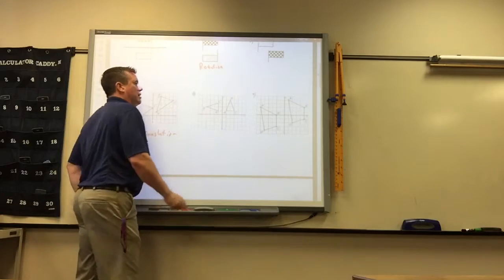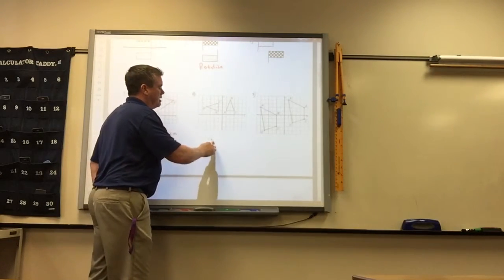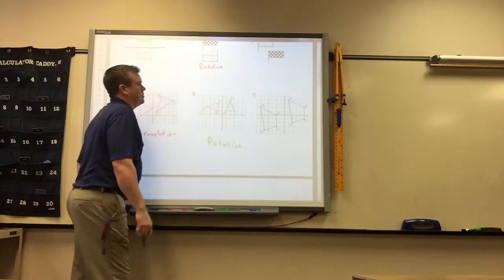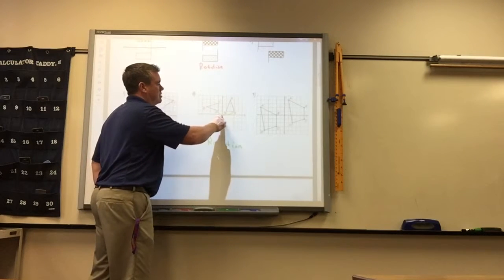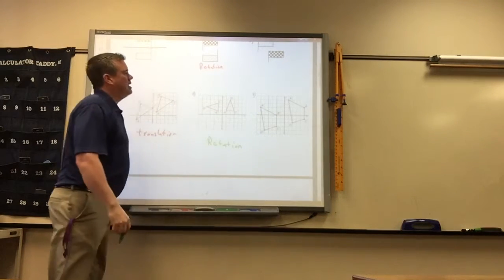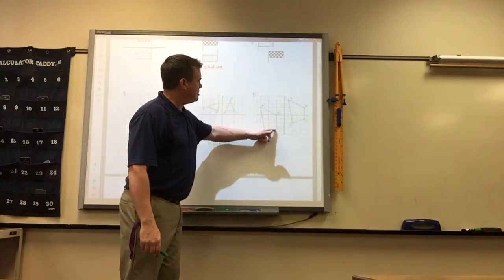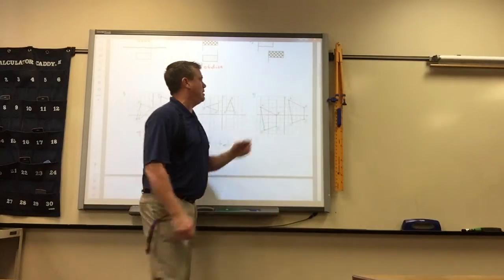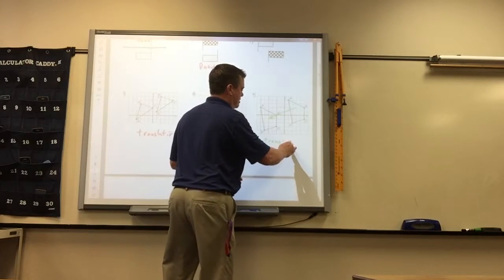This one, it's not a translation. It's not a reflection. So it has to be a rotation. And if you did have to describe it, it'd be a 90-degree counterclockwise rotation about the origin, but you don't need to. And for this one, B and C are on the right, B and C are on the right. It's the same, it's just been slid down from here to here. So that's just a translation.